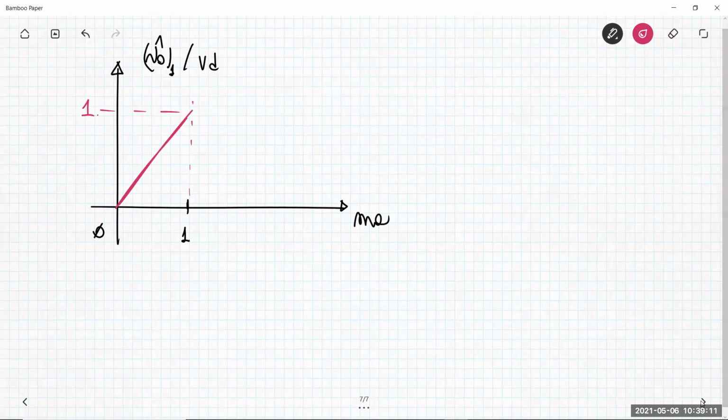So this means that at the maximum, when MA is 1, the peak value of the fundamental component of the output voltage is exactly VD. And you cannot exceed the voltage VD at the maximum output voltage. This region in which you have a linear variation of the output fundamental component peak value versus MA is called the linear pulse width modulation.